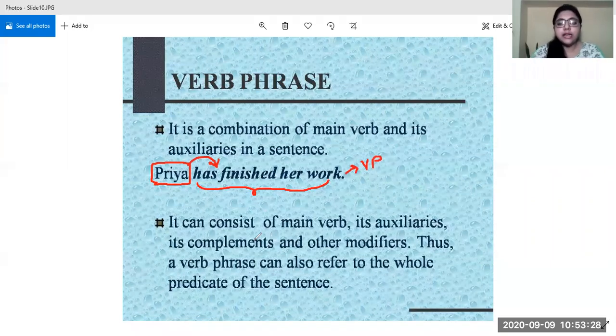So now we can see that it consists of a main verb. Here we have the main verb finished, and we have a helping verb has, and other components, like her work is also there. So we can find out that this whole constitutes the predicate part. When I ask you to divide this sentence into subject and predicate, then you will tell me that has finished her work is the predicate of this sentence. So, what have we learned? That a noun phrase can act as a subject and a verb phrase can act as a predicate. So, when we combine a noun phrase and a verb phrase, then we can get a complete sentence. So, that is what has been written over here.